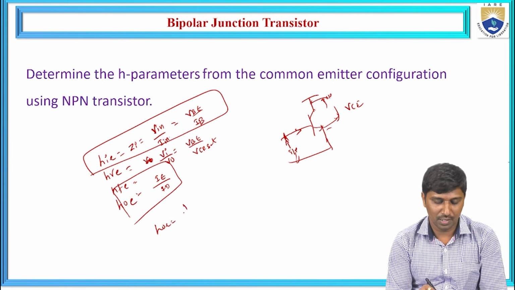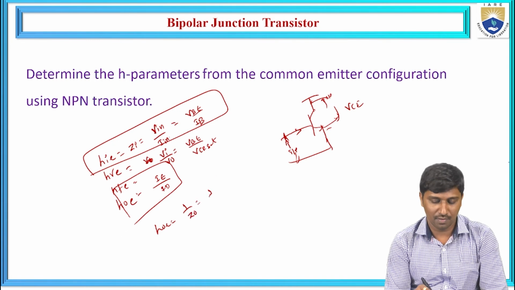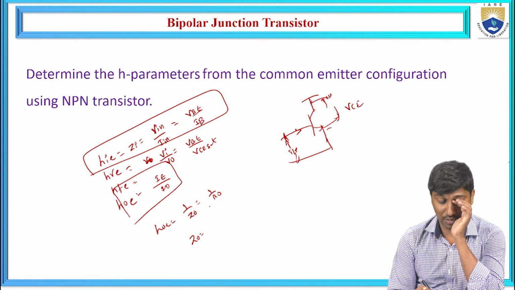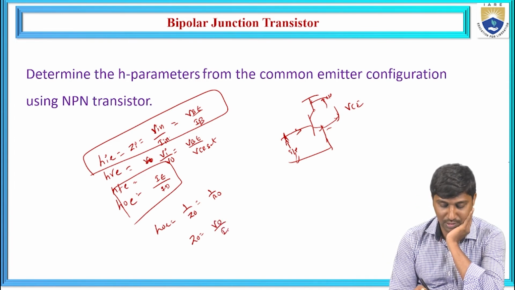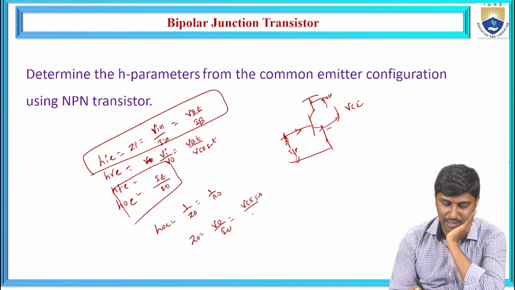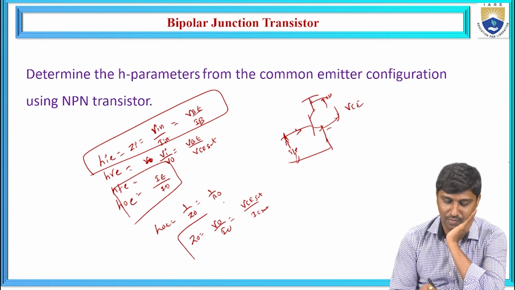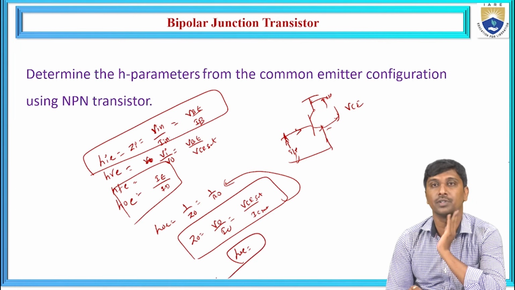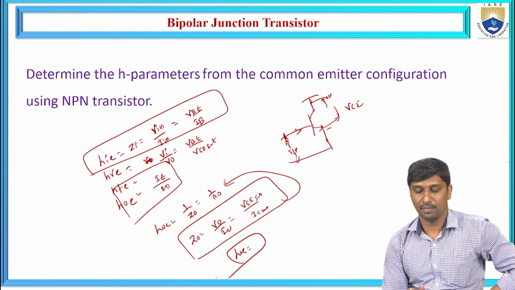Output admittance ho is equal to 1 by Zo, that is, 1 by Ro. What is Zo? It is the ratio of output voltage to output current. The output voltage is VCE sat, and the output current is IC in milliamperes. Then you can substitute in this ratio and find hoe, the output admittance parameter.